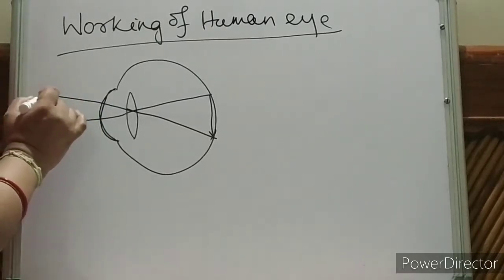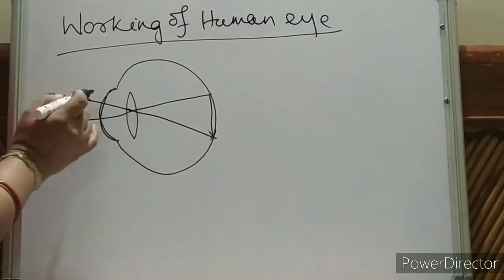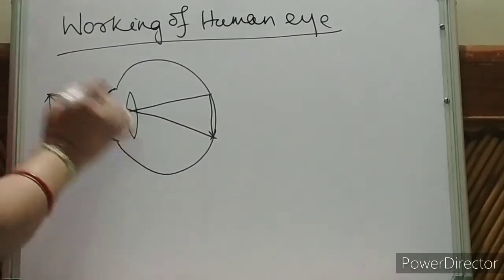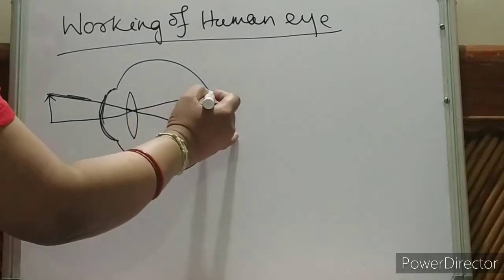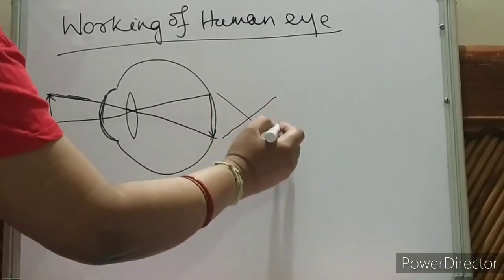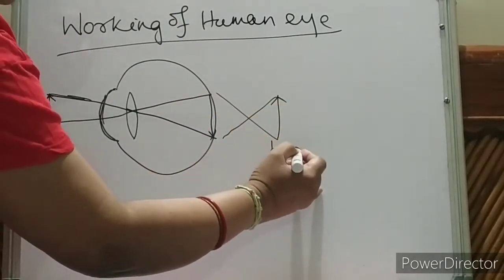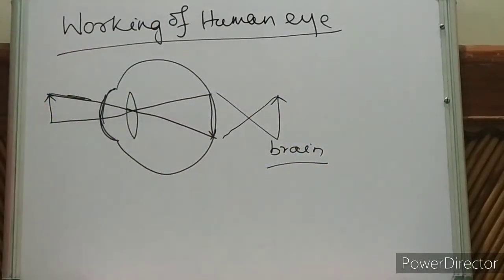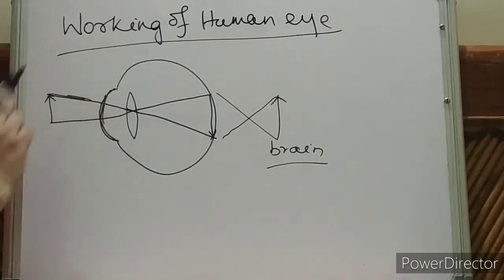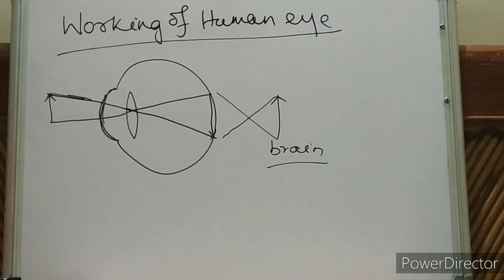All the rays will get refracted first with cornea, then the lens. Then on retina you are going to get your inverted image. Then brain will interpret it as an erect image. So light rays coming from the object to be seen enter the eye through your cornea and fall on the eye lens through the pupil of the eye.